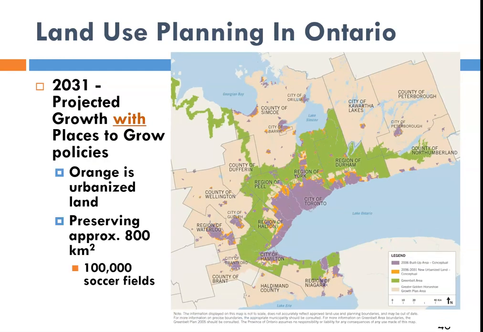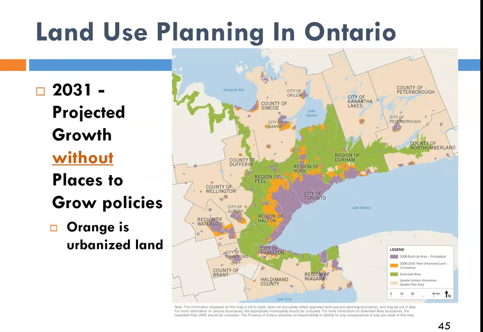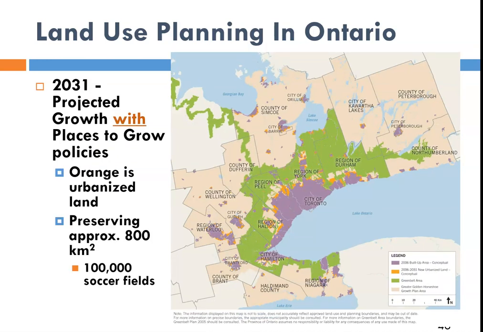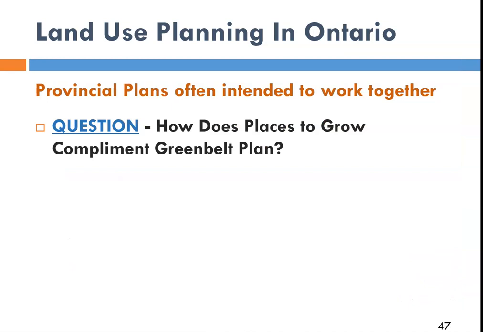So when you look at the areas that are saved, part of the projections of this plan, it's saying that we are saving approximately 800 square kilometers of natural spaces. And if you need something to visualize, think about it's approximately 100,000 soccer fields that we are able to preserve if we follow these particular plans.